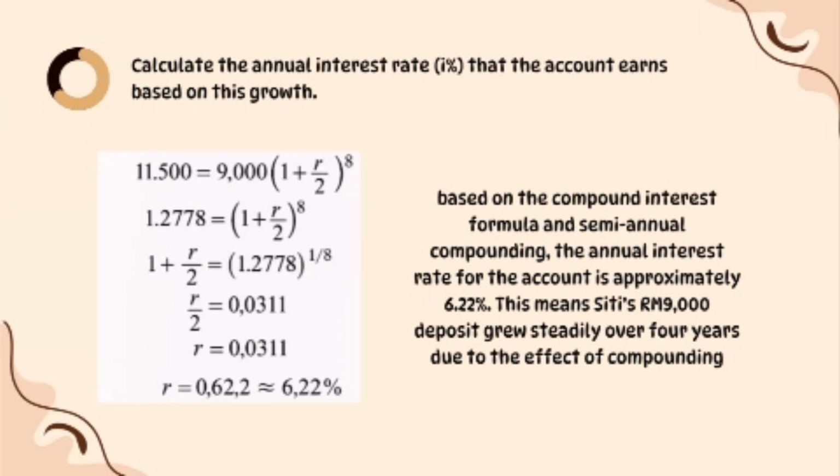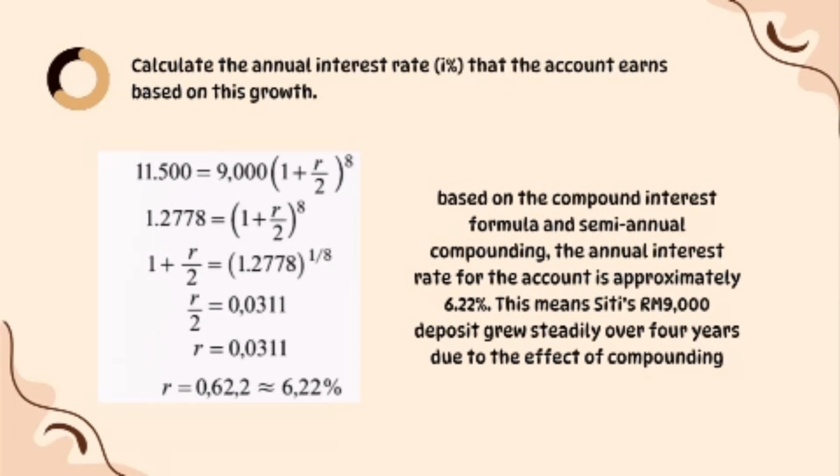I use the compound interest formula, which is A equals P, bracket 1 plus R over M, bracket power of M times T. After substituting the values and solving the equation, I found that the annual interest rate is 6.22%. So, first, we write 11,500 equals 9,000, bracket 1 plus R over 2, bracket power of 8.